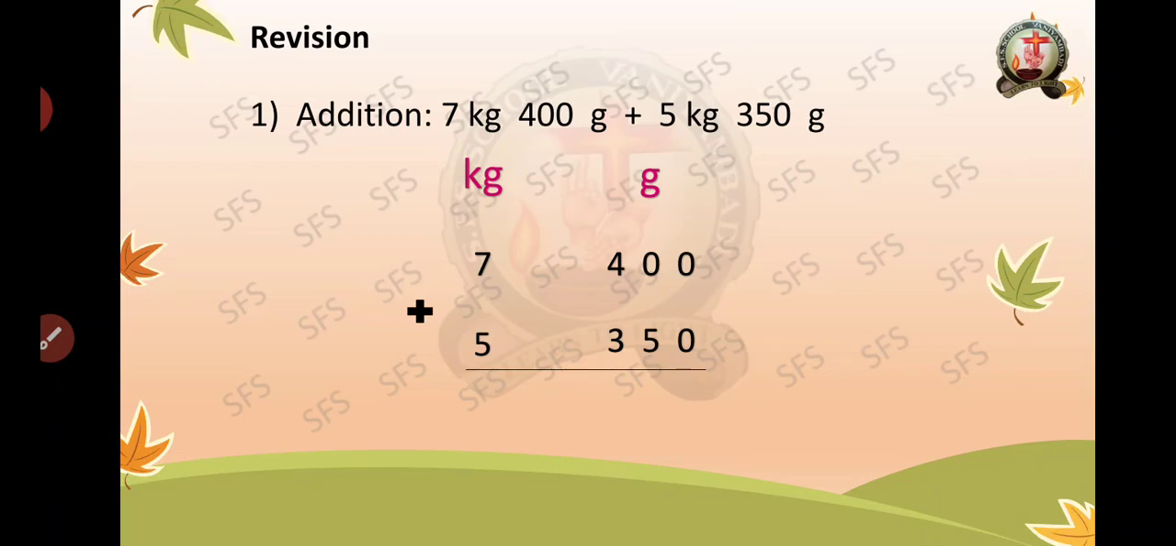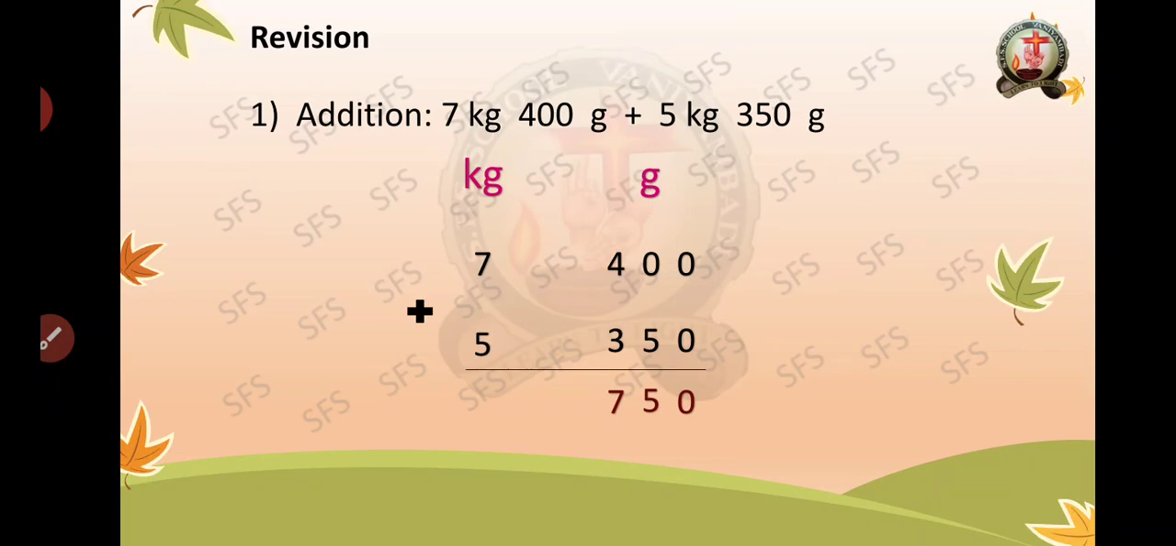0 plus 0 is 0. Good. Then 0 plus 5. If you add any number with 0, what will be the answer? Yes, the answer will be the number itself. What is the number here? It is 5. So 0 plus 5 is 5. Then 4 plus 3 is 7. Good. Now we have completed the gram side.